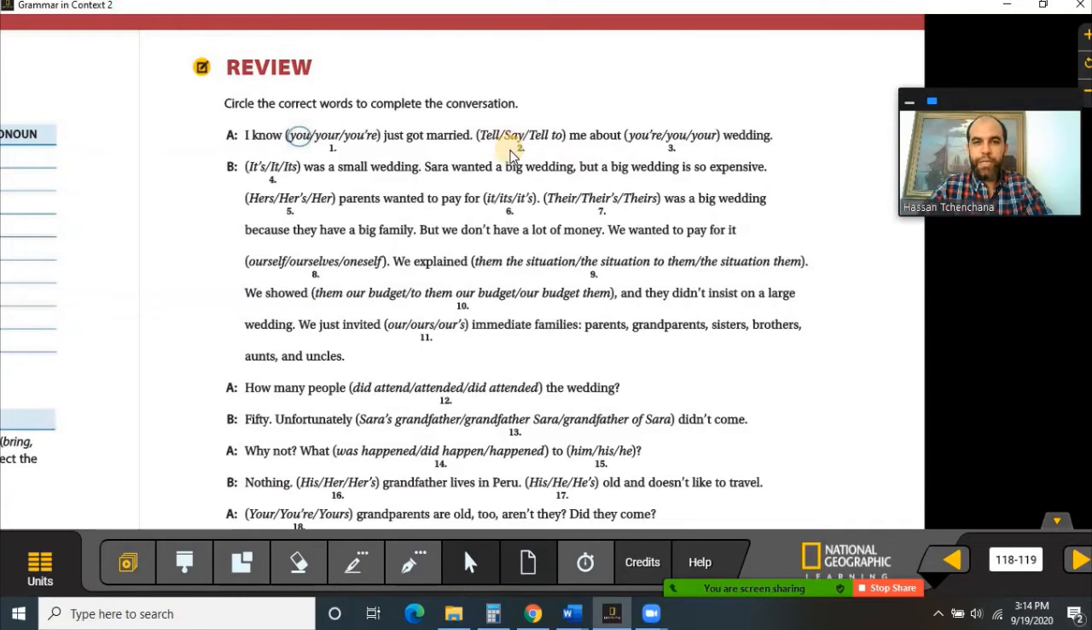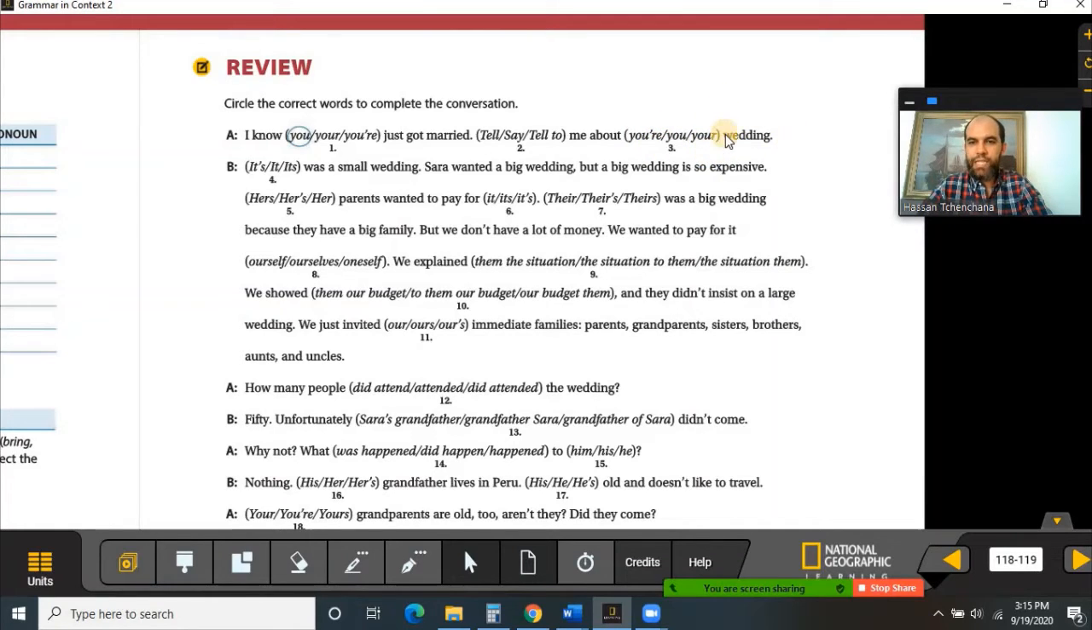By the way, say goes without an object pronoun. In other words, it doesn't need an object pronoun, but it needs an object. Say something. Something is an object of the verb say, but it doesn't require an object pronoun like me, you, him, her, etc. Tell me about you're, you, or your wedding.